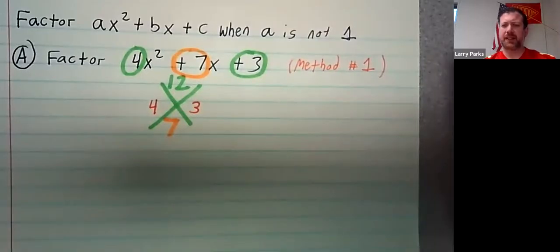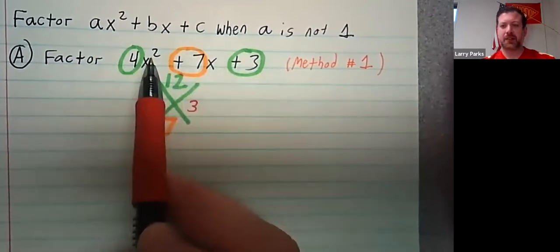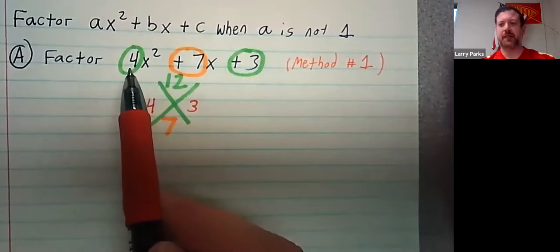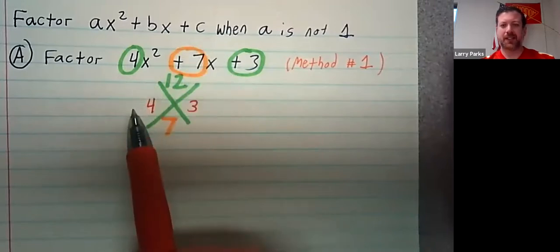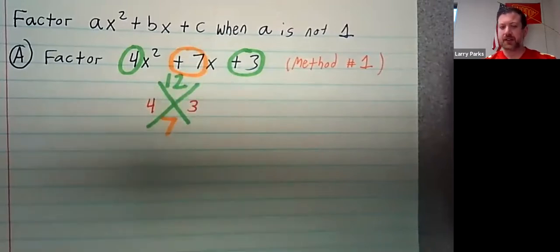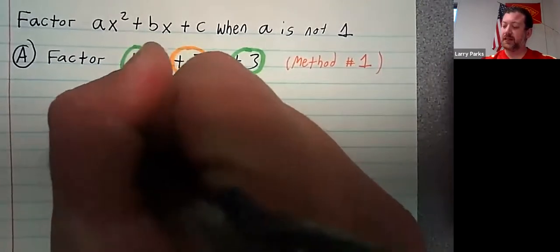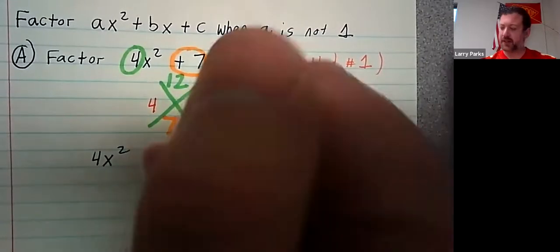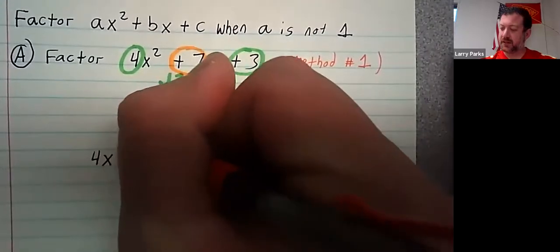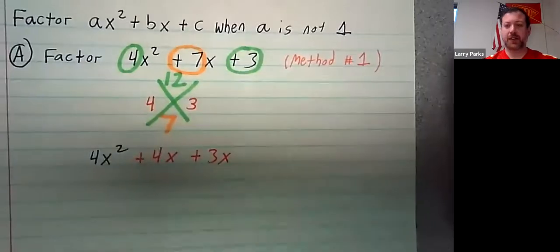And so this method is called factoring by grouping. In order to factor by grouping, we have an odd number of terms, and we're going to change this into an even number of terms. The way we'll do this is instead of writing 7x, we'll write it as 4x plus 3x. So let me go ahead and do that. We have 4x squared, and again, instead of putting 7x, we're going to put 4x plus 3x. And then, of course, our plus 3.